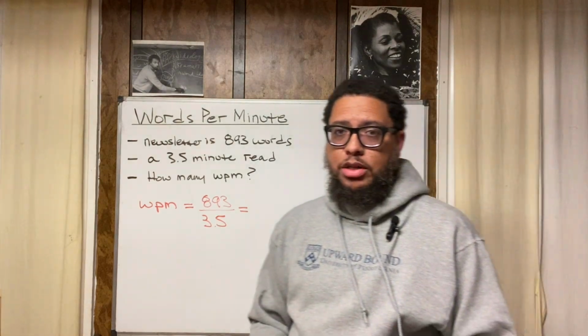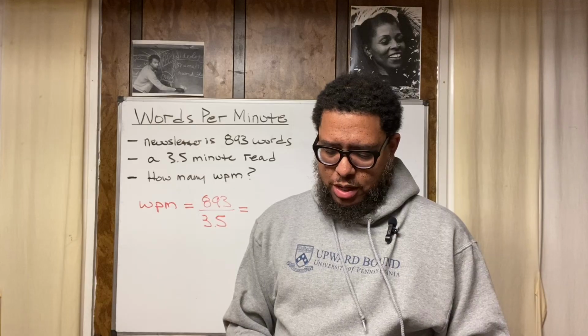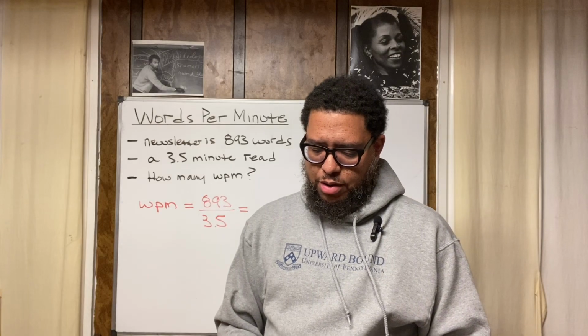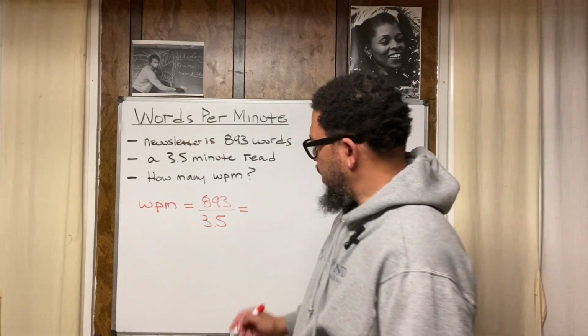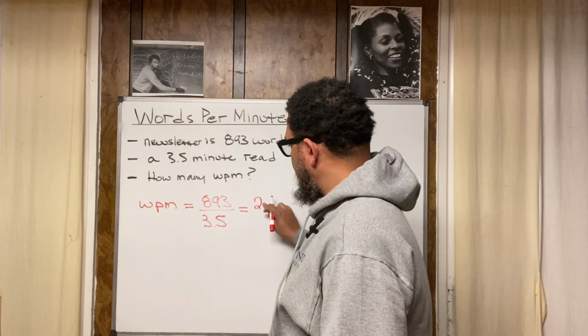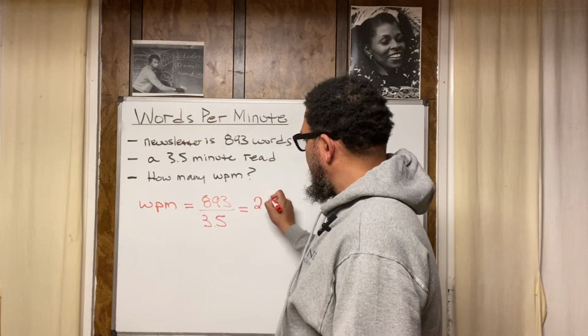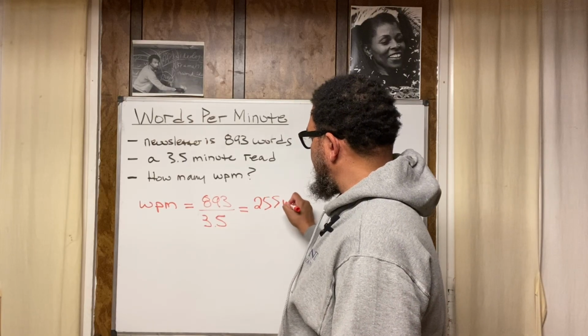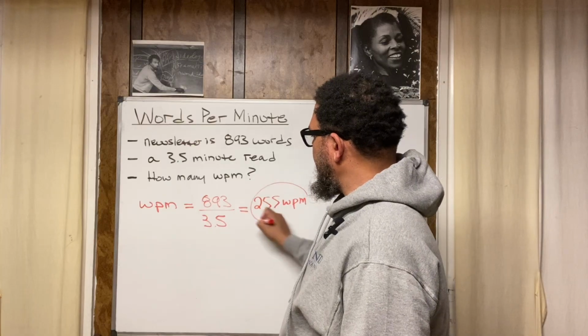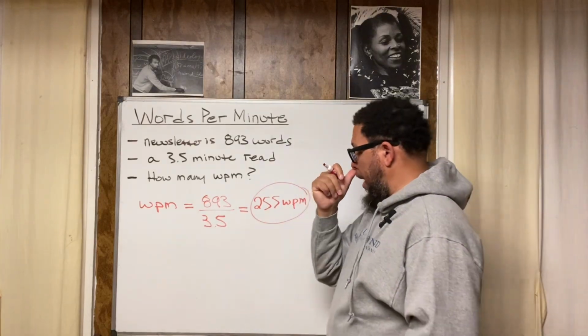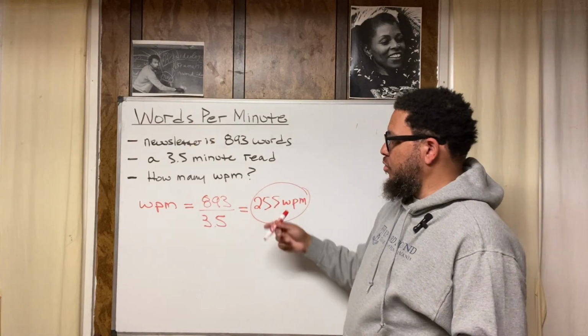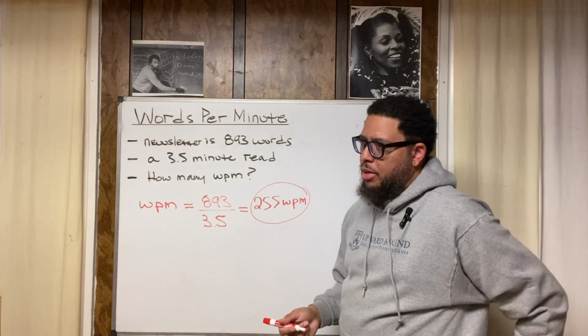What if you ain't the typical person? So 893 divided by 3.5 equals 255. That equals 255 words per minute, right? So they're saying that they expect that a person reading this would be able to read 255 words per minute.